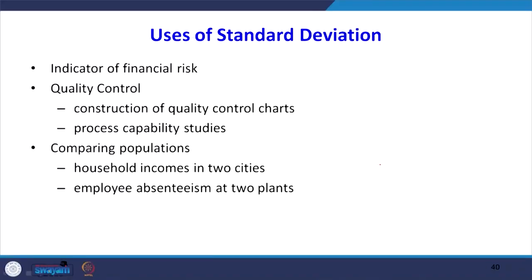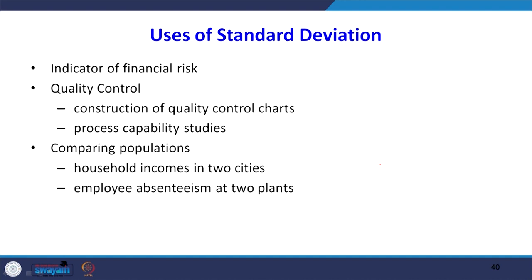Now, why do we have to study standard deviation? Because the standard deviation is an indicator of financial risk. The higher the standard deviation, the more the risk; the lower the standard deviation, the lower the risk. In a quality control context, generally when we manufacture something, suppose you have plant A and plant B, or shift A and shift B, whenever the variance is lesser, the quality of the product is high. For process capability also, lesser variance means the process capability is high.